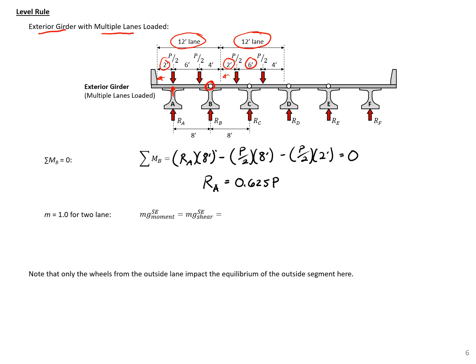0.625 times P. For 2 lanes, we'll have a multiple presence factor equal to 1. So we have 1.0 times 0.625 is just going to be 0.625. So note that only the wheels from the outside truck are going to influence the outside segment here.